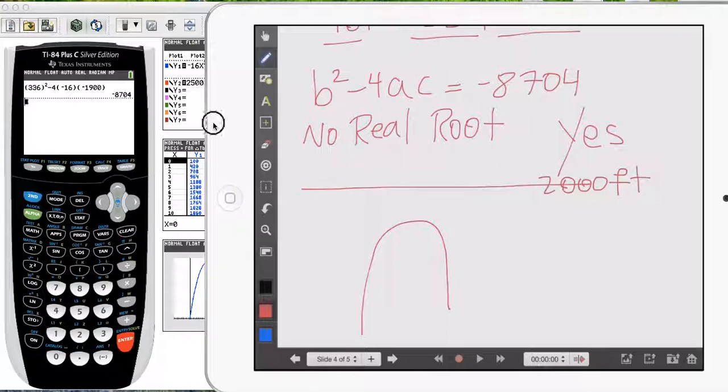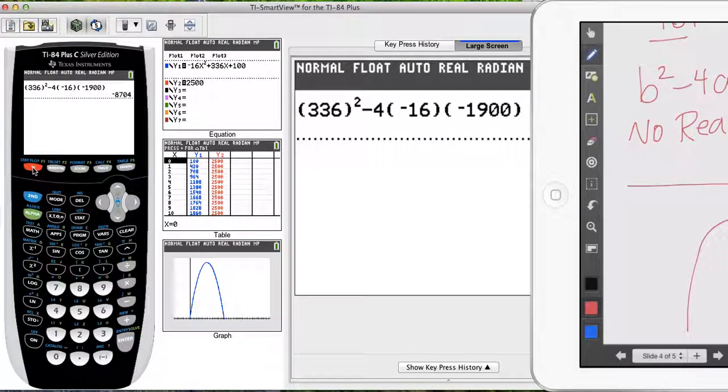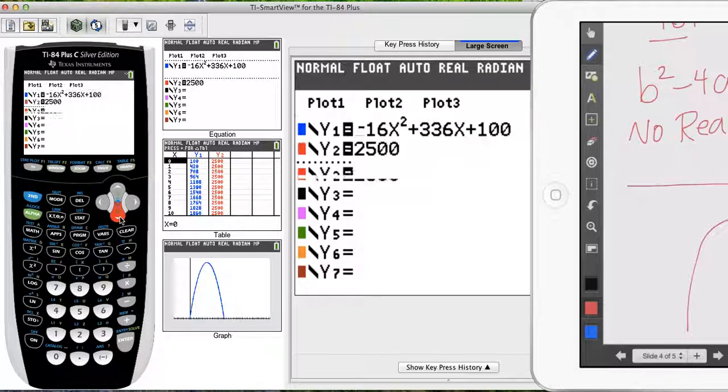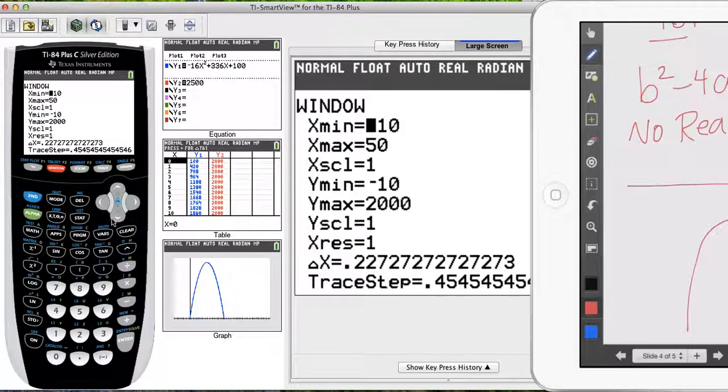Now to see this and to make sure that you're absolutely right, go to your y equals and put y1 to be negative 16x squared plus 336x plus 100. As you can see, I put the equation as it is, the main equation for the fireworks. And y2, they gave me the guideline to be 2000. And I need to fix my window now. Oh, I see what I did in the previous video.